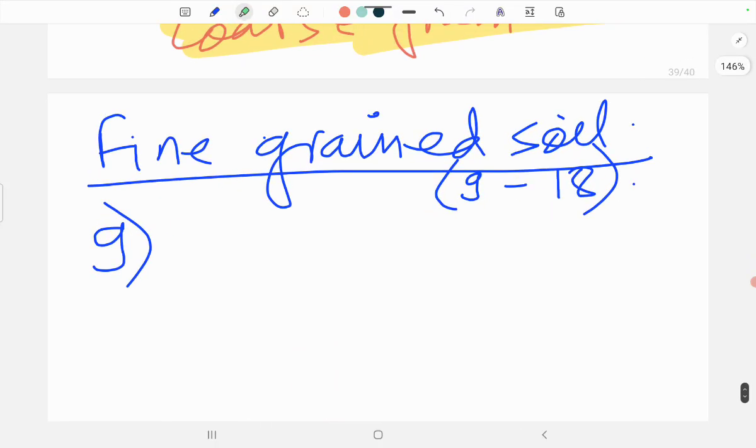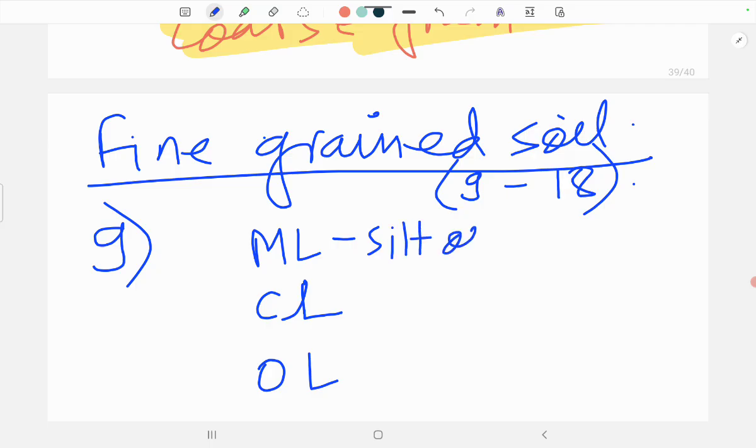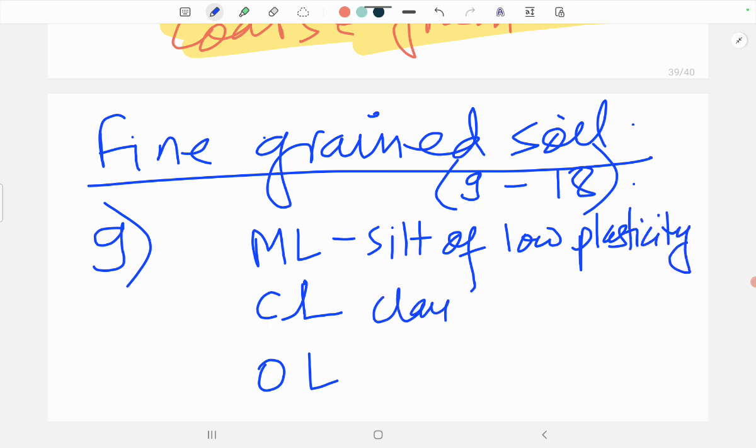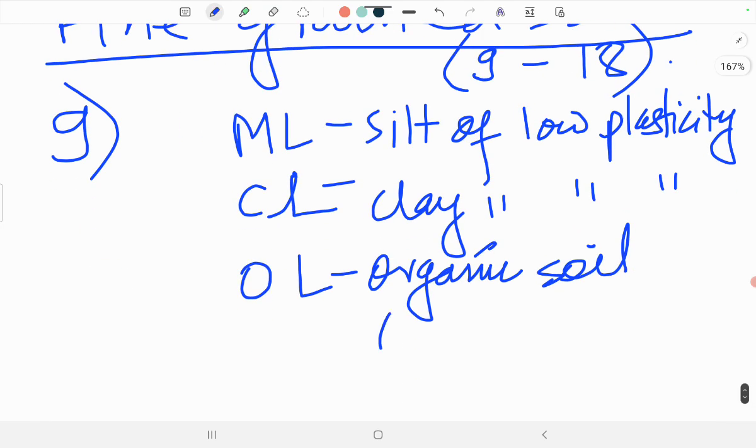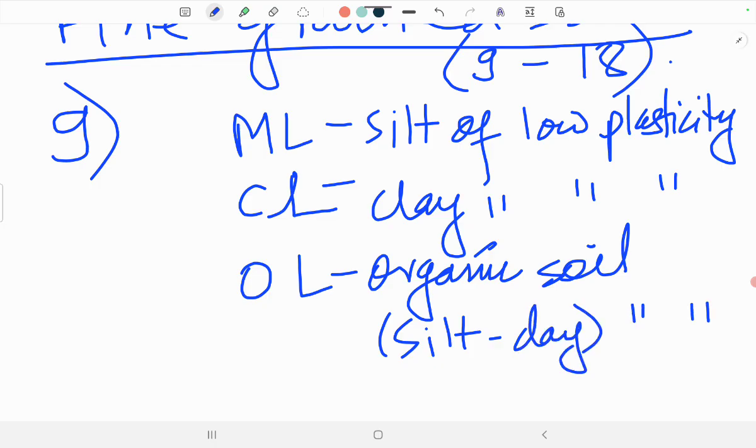So starting from number 9, we have silt of low plasticity, clay of low plasticity, and again organic soil, that is silt, clay of low plasticity. This is the silt of low plasticity, and this is the clay of low plasticity, same thing. And this is the organic soil, that is a mixture of silt, clay. Organic soil, that is silt, clay of low plasticity.